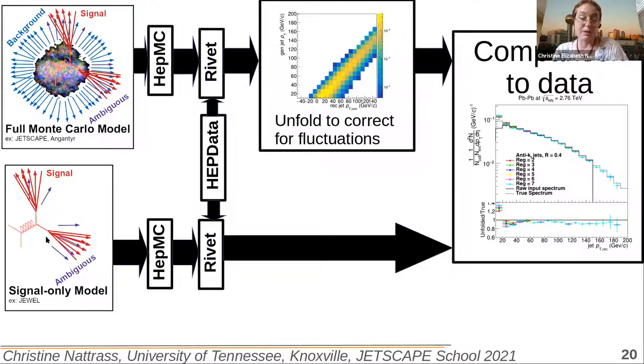Now, a note about this, there are ambiguities in which particles should be called signals. So if you use a signal-only model, such as Joule, you are also inheriting any of the mistakes or ambiguities in the definition of what belongs with the signal. So I think this is the gold standard. If you have a full Monte Carlo, you really can completely treat it exactly like data.